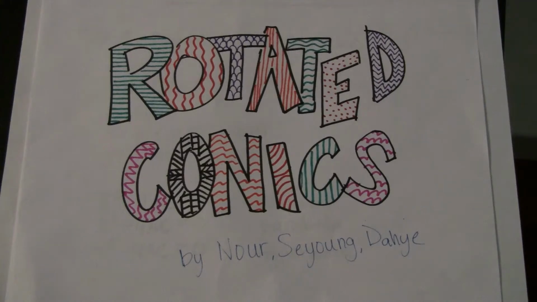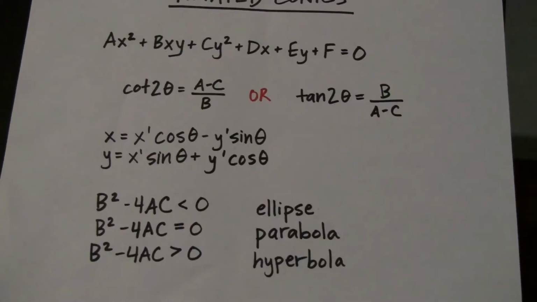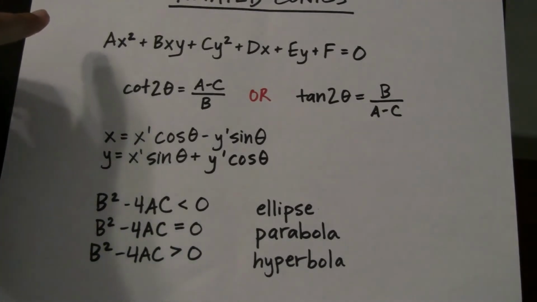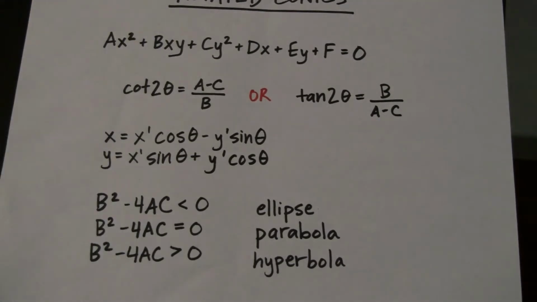Here's our video for rotated conics. I'm just going to go over a few things before we start. At the top, ax squared plus bxy plus cy squared plus dx plus ey plus f equals 0 is the general form for conics. Usually the b term is 0, so they're not rotated. But when it's not a 0, you know that it's rotated.